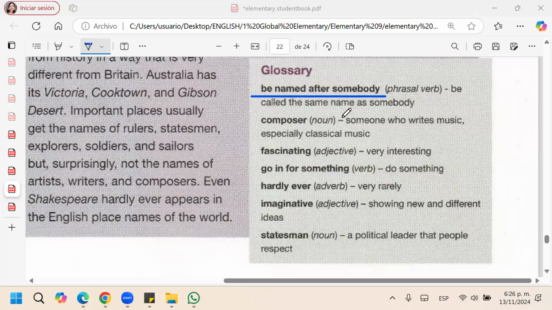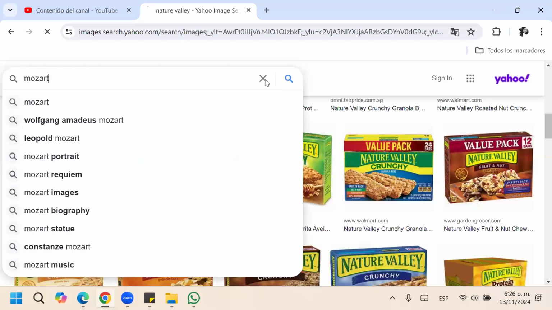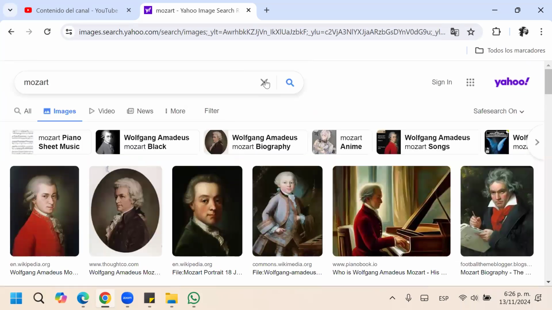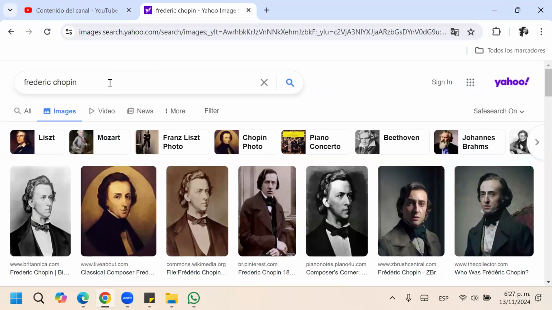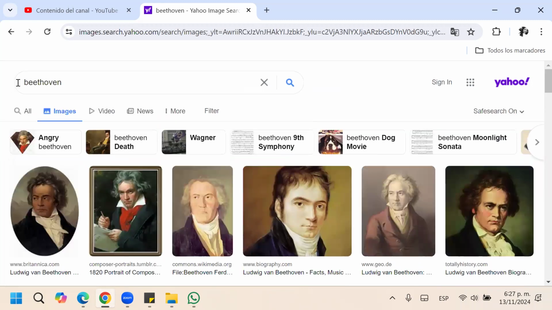A composer, someone who writes music, especially classical music. Well, for example, Mozart is a composer. Frederick Chopin was a composer of classical music. Which other? I don't have many names. Beethoven is another one, but I'm thinking of another one. Frank Sinatra? Or was he just a singer? No, I think he was a composer too, a singer, composer and interpreter. But I'm thinking, oh my God, I forgot the name.